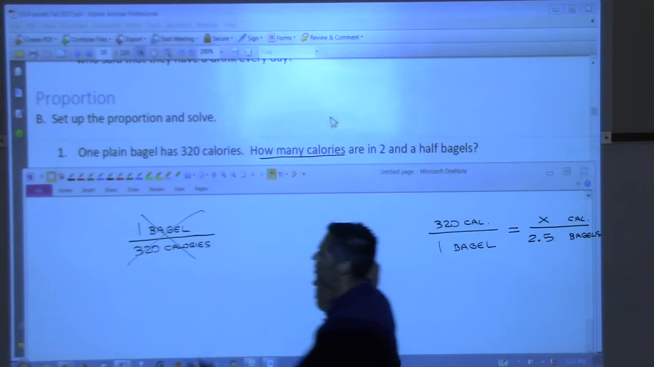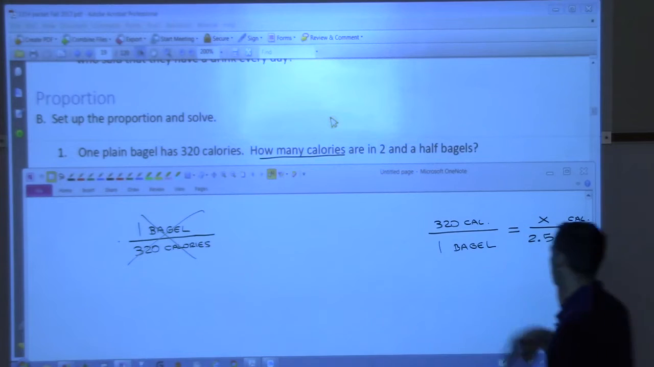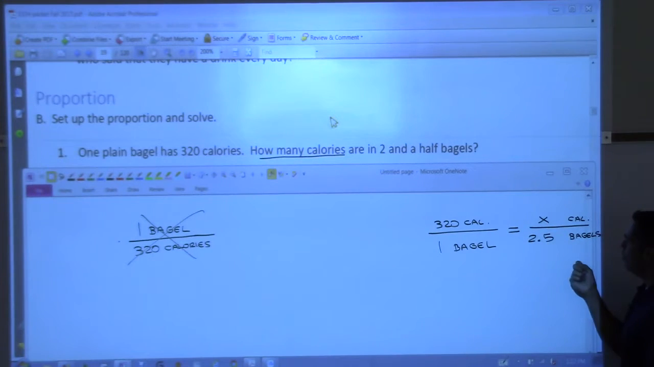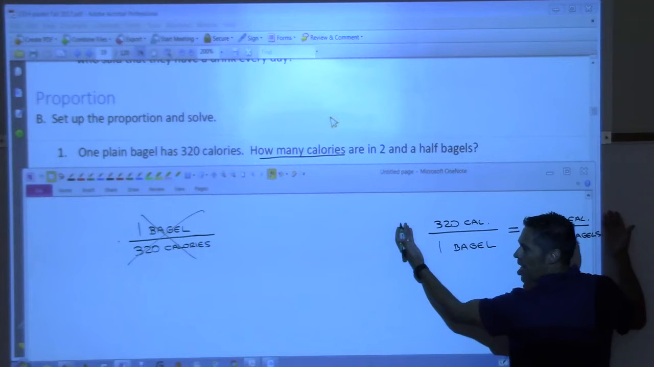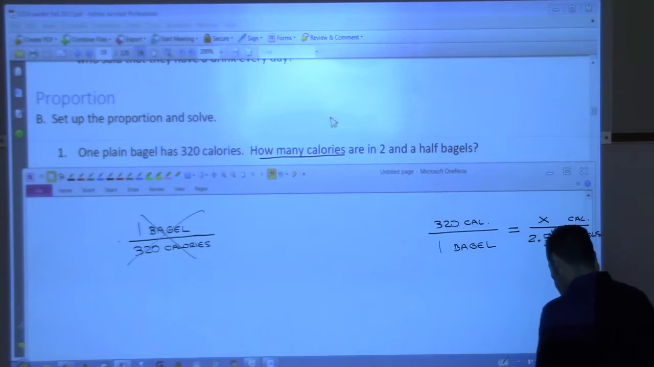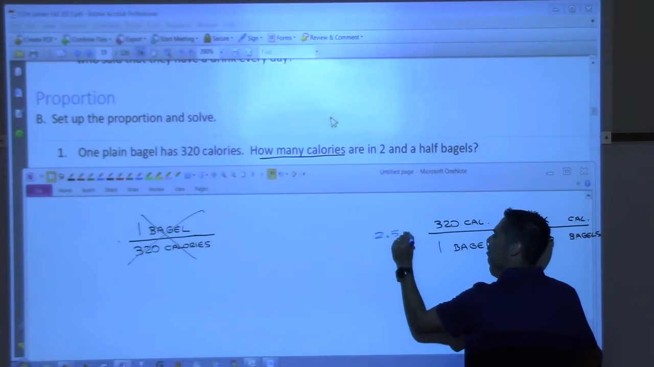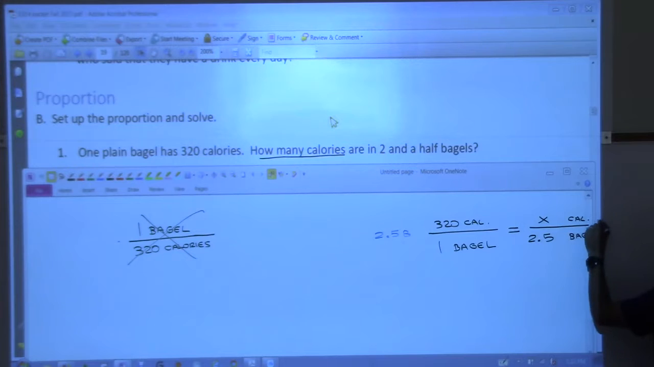If you had chosen to do it this way, well, let me not show you that until after I finish this. All right. I'm going to now try and solve for X. That's what I'm going to try and solve for. So if I want to get X by itself, then what I need to do is get rid of the 2.5 bagels on this side of the equation. And that means I'm going to multiply both sides by 2.5. Understand? So if I multiply the left side by 2.5 bagels, I'm going to put 2.5b, okay? Is that all right for bagels? And multiply this side by 2.5 bagels.